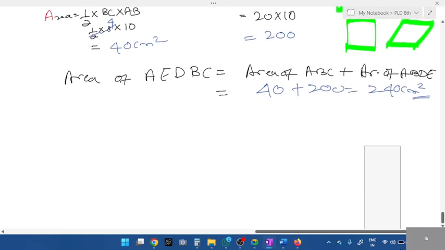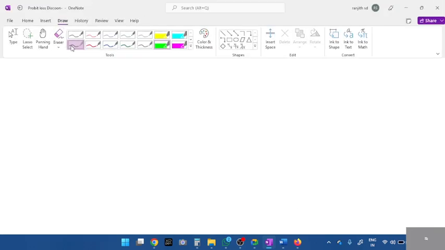Okay. All revise the semi-perimeter formula, students. Will you revise the semi-perimeter formula? Revise that and attend tomorrow. We'll solve area and perimeter.